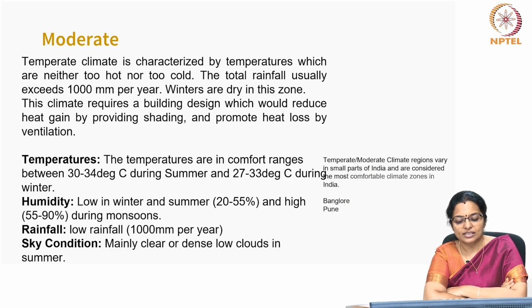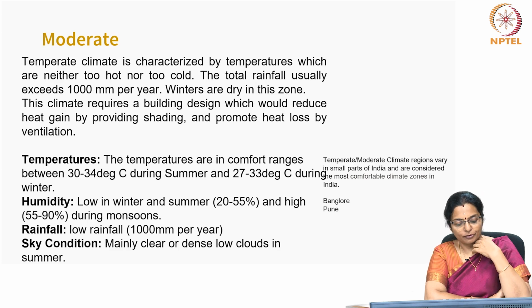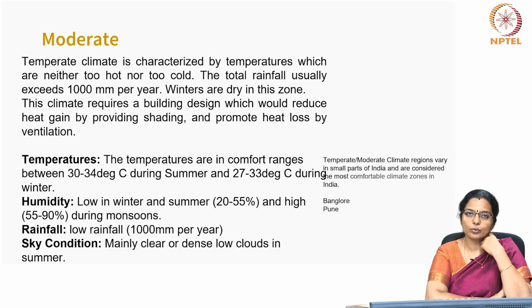This climate requires a building design which would reduce heat gain by providing shading and promote heat loss by ventilation. So, in this climate, the building should be such that heat gain must be reduced through appropriate shading, and heat loss must also be promoted through ventilation. The temperatures are in comfort ranges between 30 to 34 degrees centigrade during summer and 27 to 33 degrees centigrade during winter.